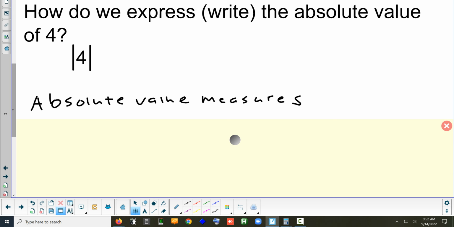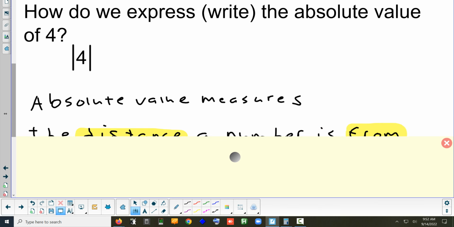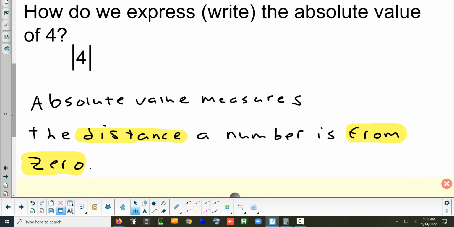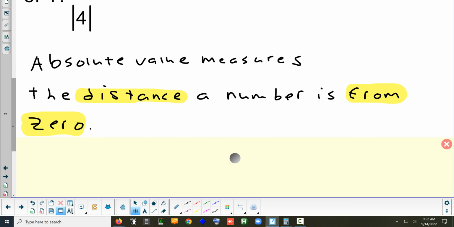And does anybody remember what absolute value measures? Exactly, perfect. It measures the distance that a number is from 0. So on your guided notes at the top, the first thing says absolute value measures, and you want to write down the distance a number is from 0. Or you could even just shorten it to say distance from 0.